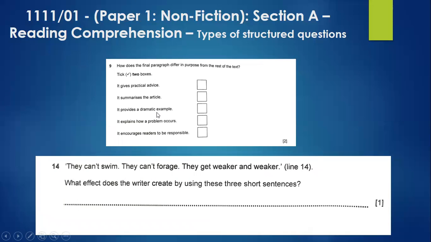Here's another example of a question where they could ask you to tick either 1 box or 2 boxes. Depending on the question, it could even be 3 boxes. So please pay very careful attention to the question. If the question says 1 box, then tick only 1 box. If the question says 2 boxes, then please tick only 2 boxes. If you tick more than 2 boxes for this question, you will not be given any marks for it, since the examiner will not know which is the exact box that you have chosen for your answer.